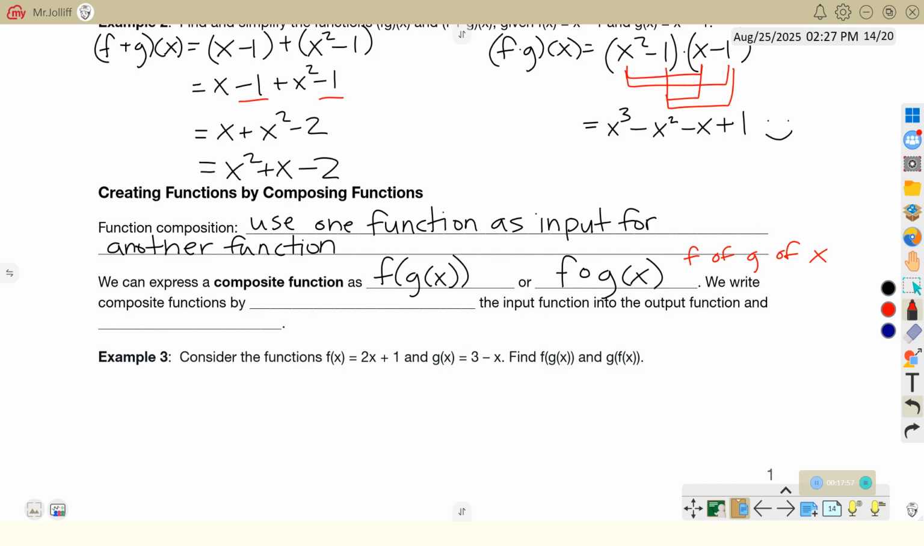The outer function or first function forms the overall structure. The inner function becomes the input into that structure. To write a composite function, we substitute, big word, I know how to spell, substitute the input function into the output function, and we simplify.